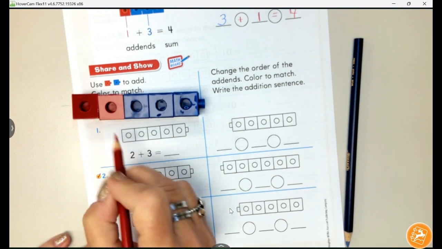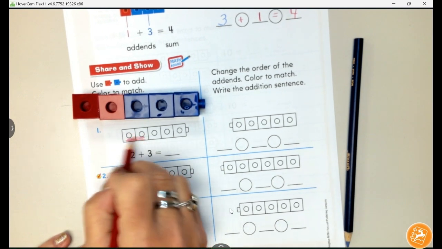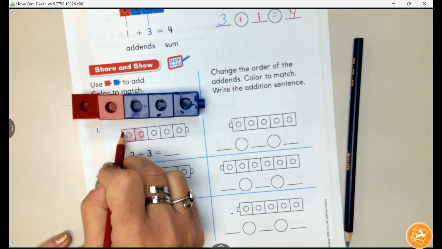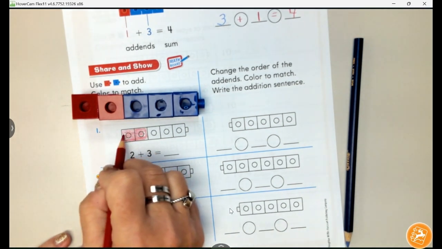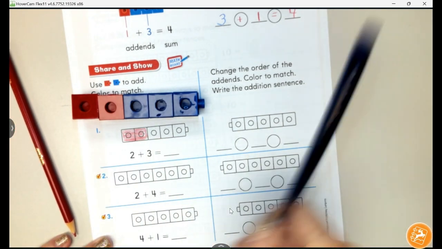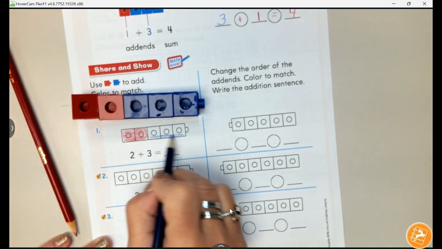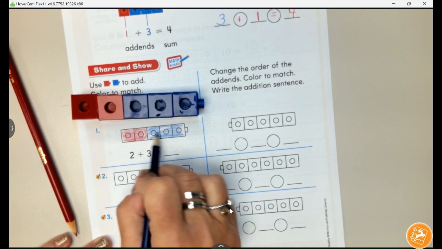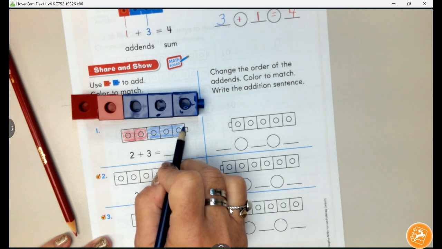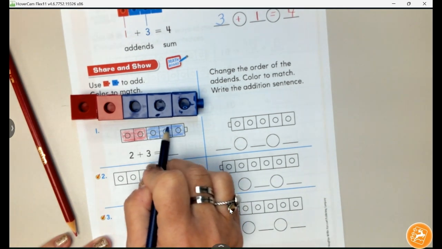So I'm going to color in 2 red. It doesn't have to be beautifully colored. It can just be shaded in. But I'm going to have them color in 2 red, and then I'm going to have them color in 3 blue so that they can remember what this model looks like when they go back and look at this later, even if they've built a different cube train.